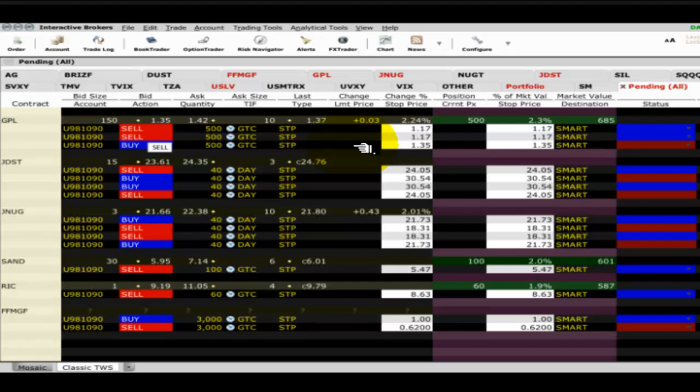Because they can trade for pennies per round turn or a dollar a round turn. And I think their futures, if I remember correctly, back when I traded with them, it was like $3 or something. I mean, they work with you depending on how many round turns you do. So that's the difference on the round turns.